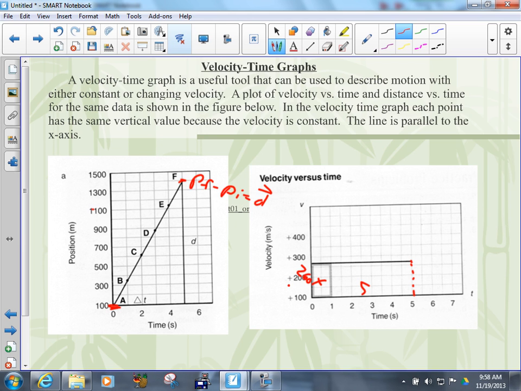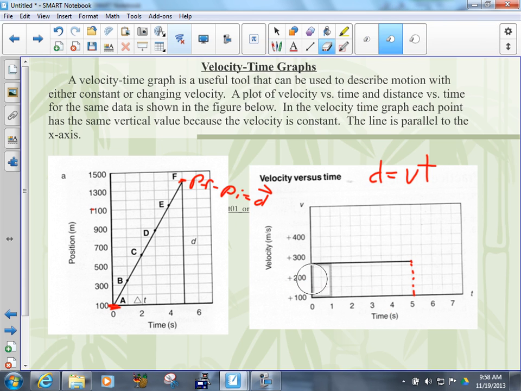Now, if you look at this graph here, I just went base, which is time, times height, which is velocity. Same thing. That's why that formula works. That formula was derived from graphs. We know that that relationship holds true. Now that's easy enough if you've got a rectangle, base times height.